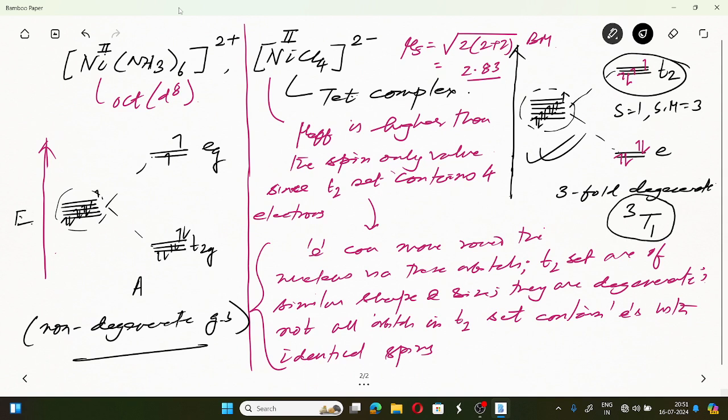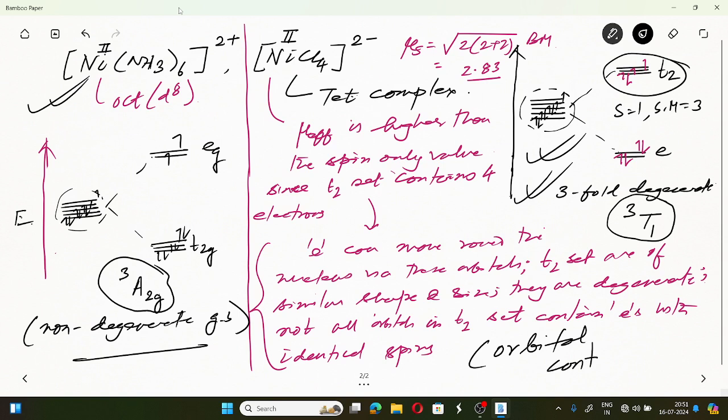And what about the ground state term for this one? This is once again a triplet A2g. Here g is present because it is octahedral. So it has a non-degenerate ground state. Since the tetrahedral one has a threefold degenerate ground state, there will be orbital contribution, which we have mentioned just now. So there will be orbital contribution to the value of the magnetic moment, and the magnetic moment will be higher than the spin only value, right?